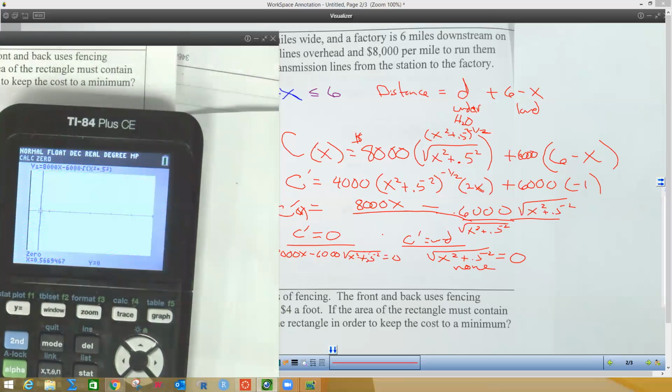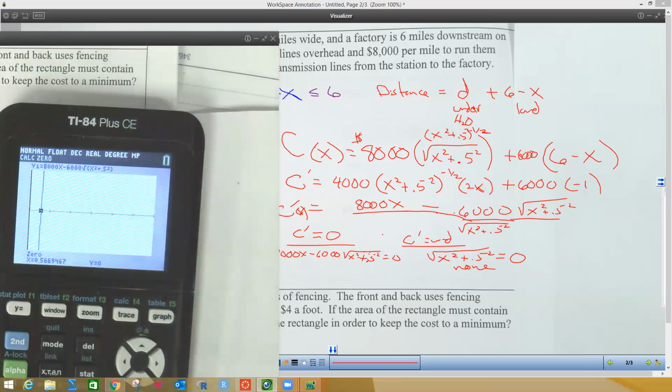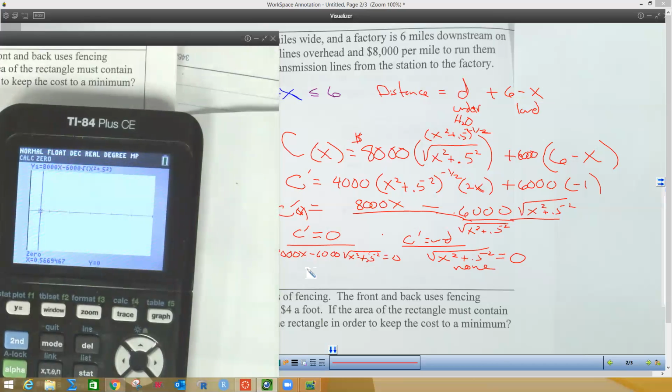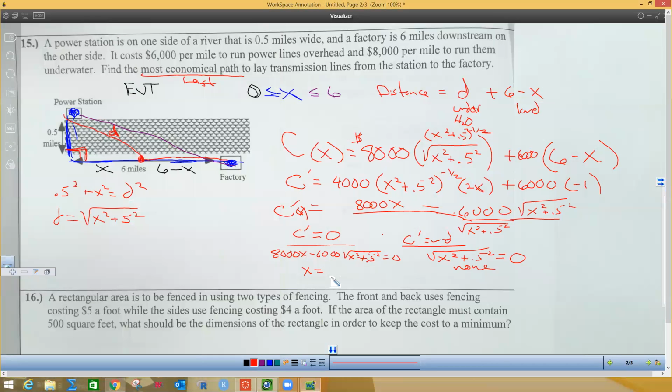Okay, so let me write that down up here. So my critical number, I'm going to write it down first. If I don't, it will be gone. So my critical number right here is approximately 0.5665669467. I want to make sure I type that in right. 8,000x.